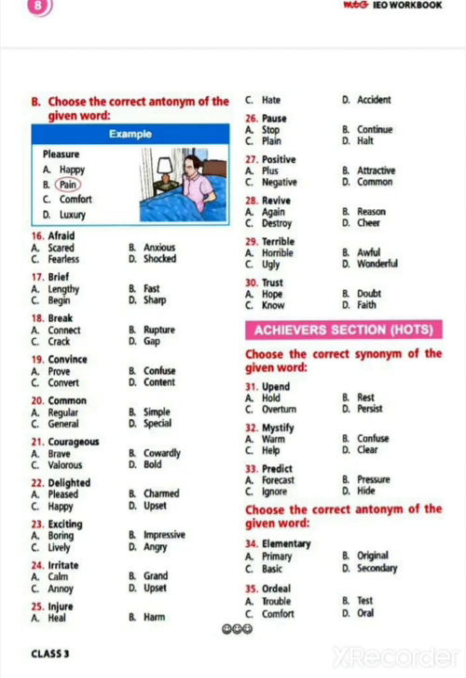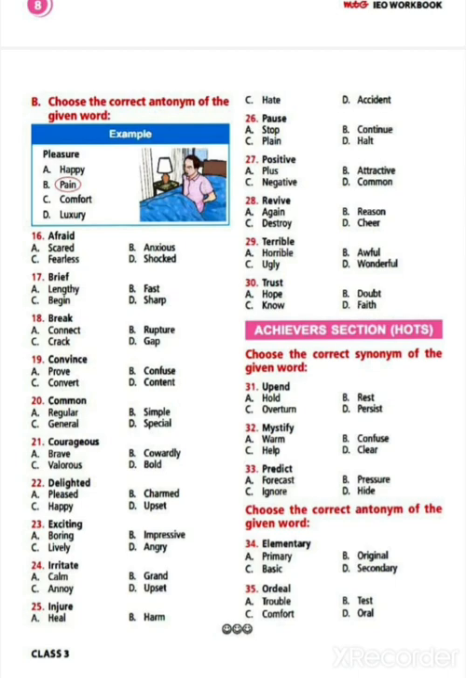So here choose the correct antonym of the given word. So as I've already told you, what are antonyms? Antonyms are the words that are opposite in meaning to the word that is there in the question. So here let's start directly with the exercise. Question number 16, the word is afraid and you have 4 options and you have to choose the word that is the opposite in meaning.